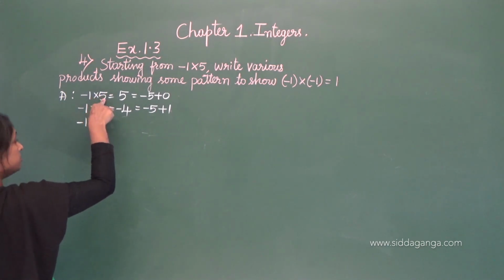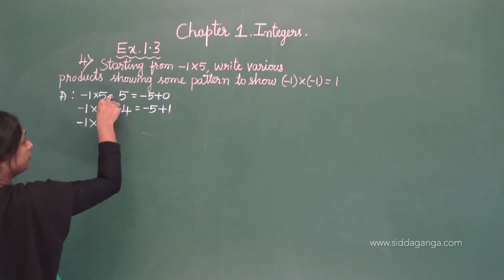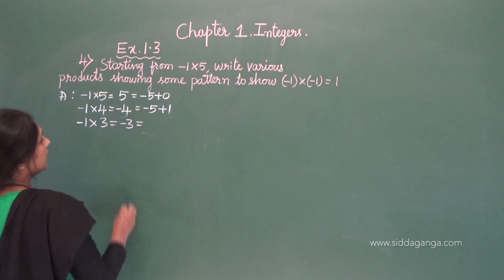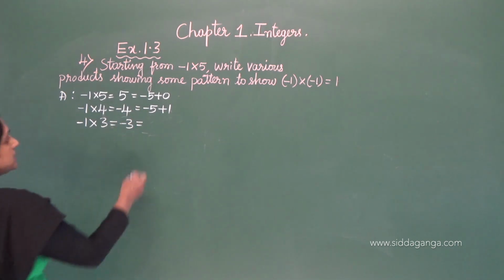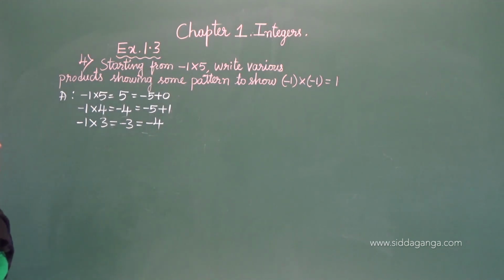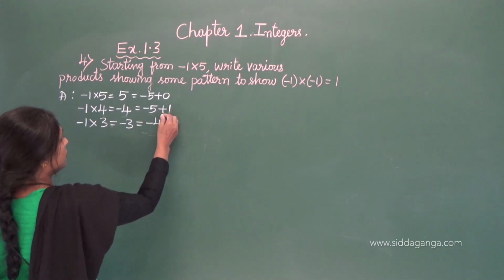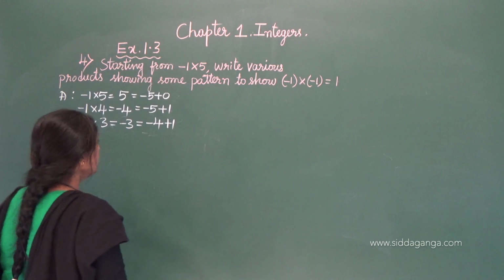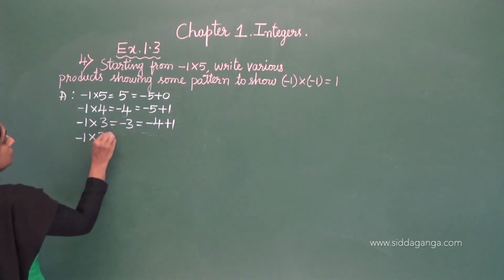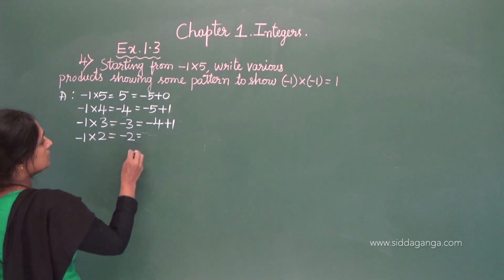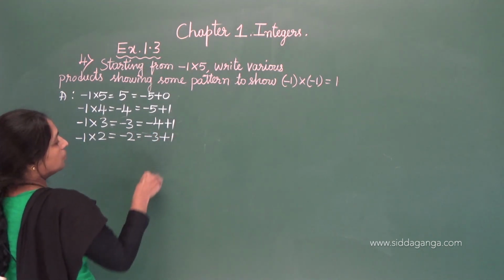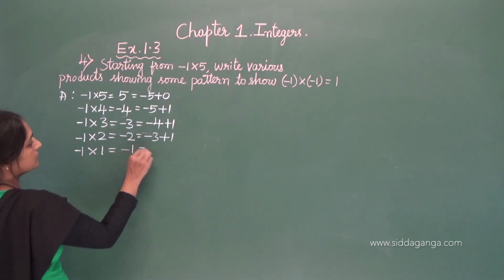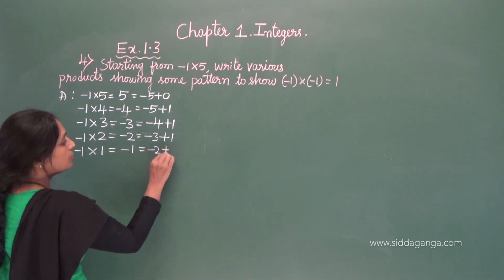So before 5 we get 4, -1 into 3 that is equal to -3, and -3 can be expressed like this, -4 plus 1. Okay, then -1 into 2 that is equal to -2. It can be expressed -3 plus 1. -1 into 1 that is equal to -1. It is equal to -2 plus 1.